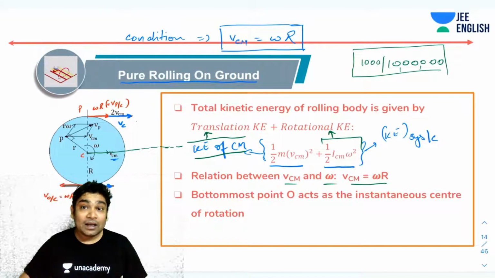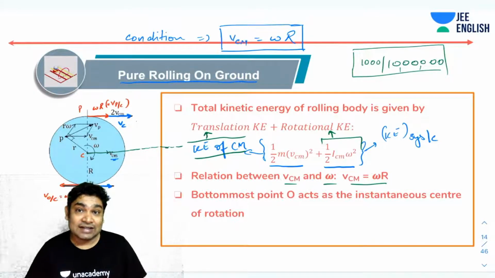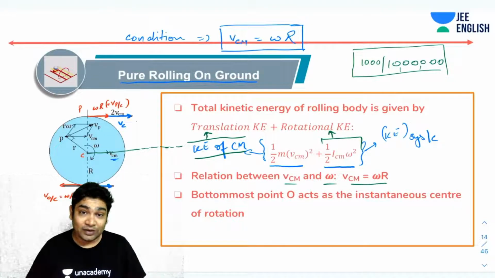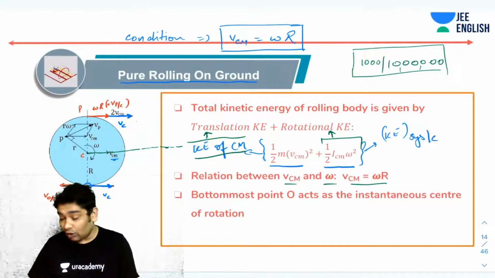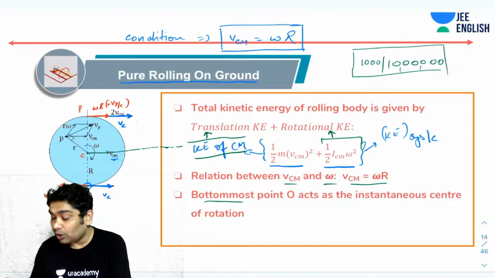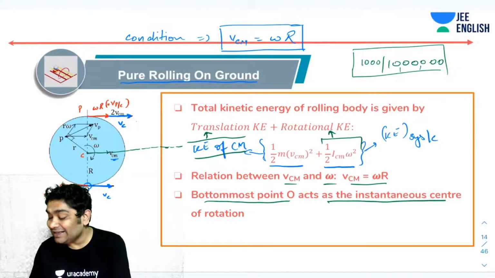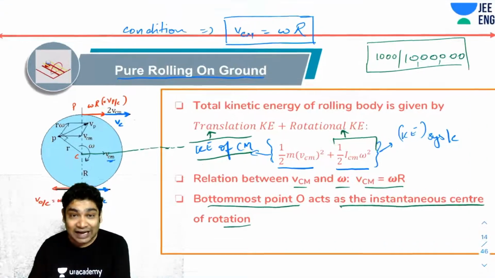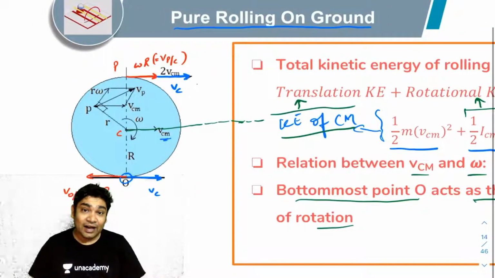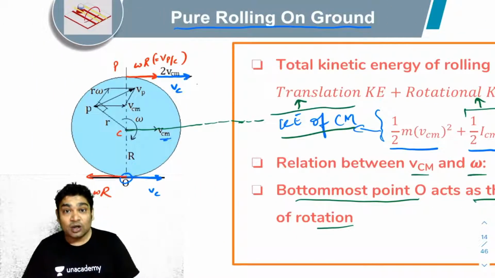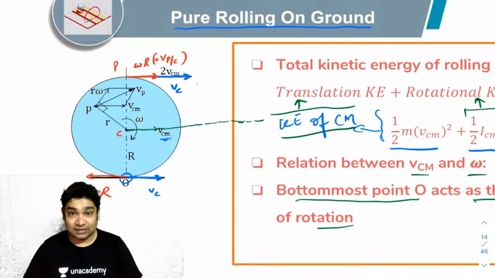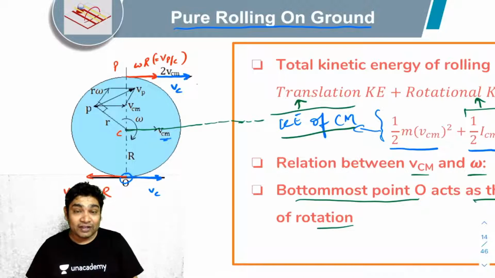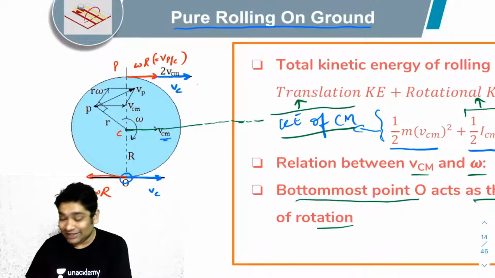All right. Moving ahead. Now that we have discussed that this is the kinetic energy of the body that we can divide into two parts. We also realize since the relation between the VCM and the omega is this, that also led us to see that the bottommost point O acts as an instantaneous center of rotation, right? What does that mean? That means that if I look at the bottommost point, what is the velocity of the bottommost point instantaneously? Instantaneously, it is at rest.